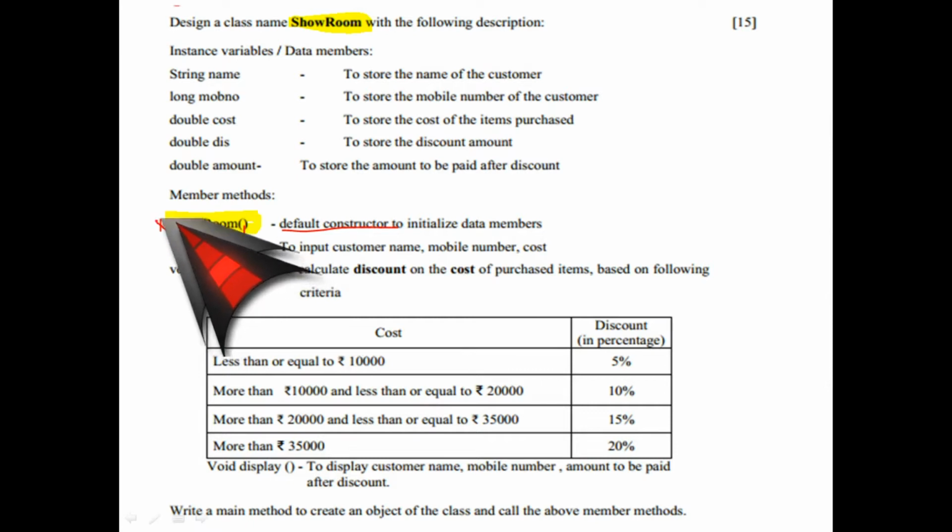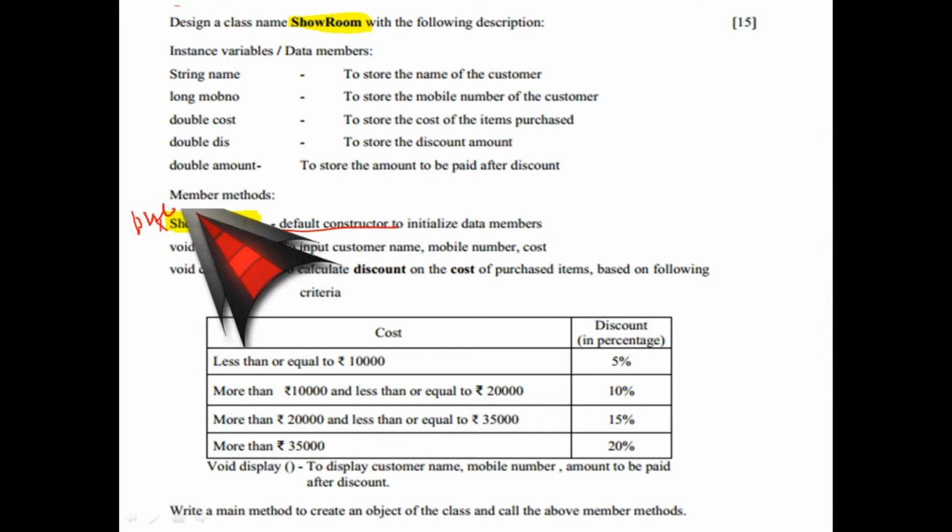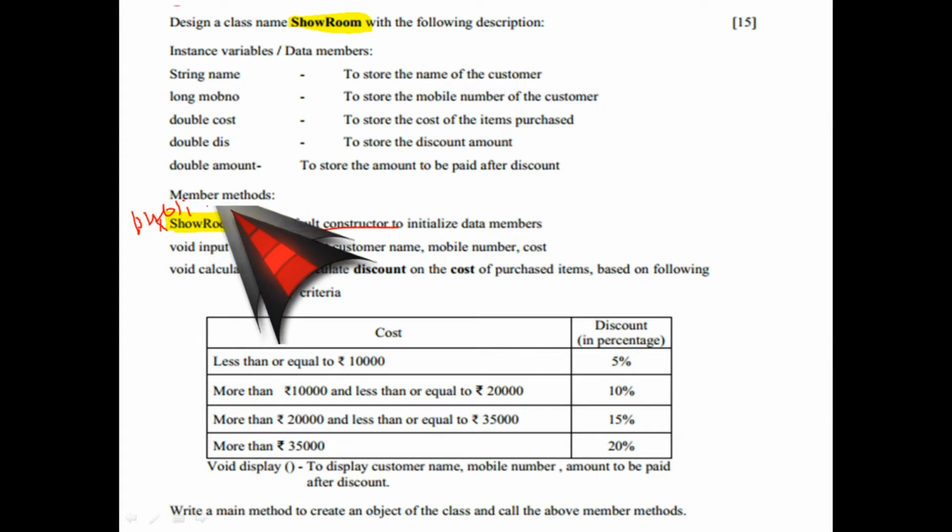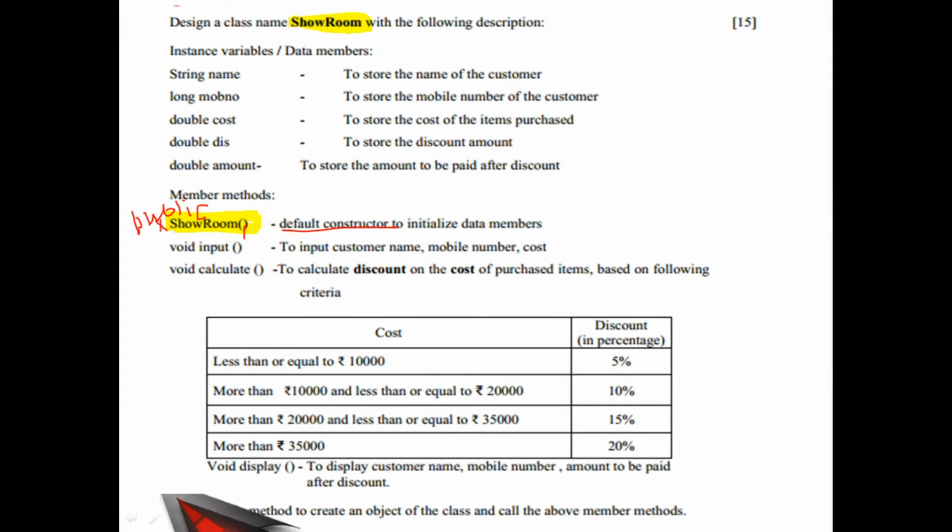And before the constructor there is nothing. We write only the keyword public. We don't write anything else. We do not write void. Void is not going to be present over there.